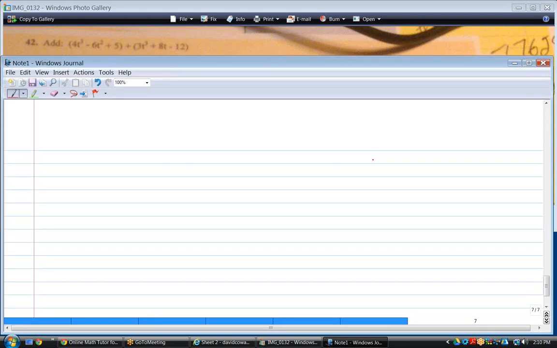All right, these are pretty straightforward here. Whenever you're adding or subtracting polynomials, you add like terms or subtract like terms. So what's the answer here? It'd be 7t squared, to the third.